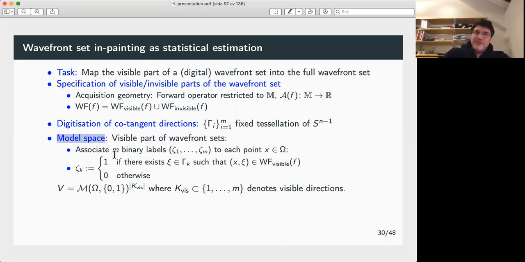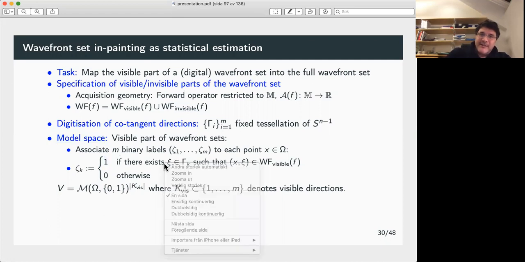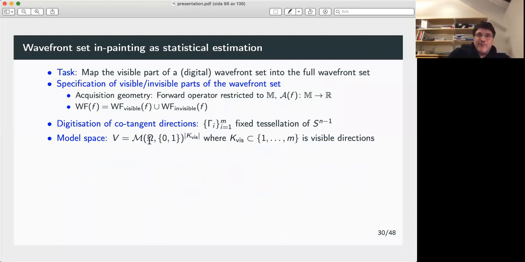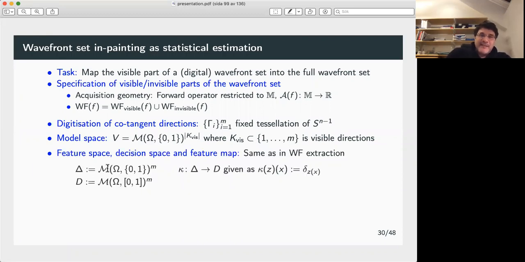It's the same construction with these binary labels. The only difference is that I'm now putting a 1 here in the binary label if the direction is contained in the visible component. So again, it will be measurable mappings from omega into {0, 1}, but only for the visible components. And then the feature space, decision space, and feature maps are just as in the Wavefront Set Extraction setting.